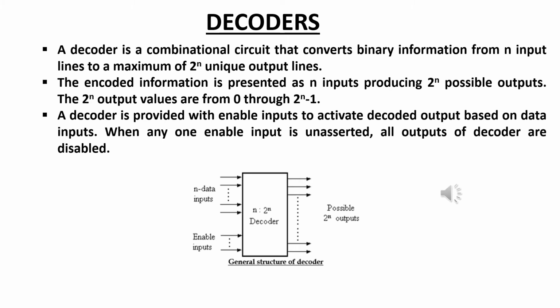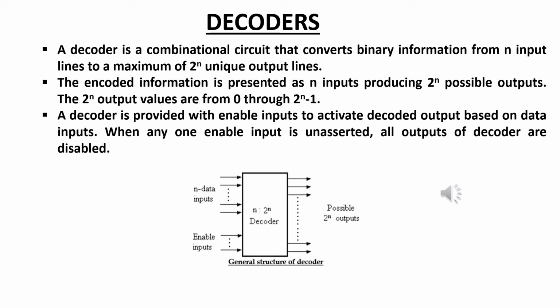Dear students, in this session we are going to discuss decoders. First, we should know what is meant by a decoder. A decoder is also a combinational circuit which is used to convert the binary information from n number of input lines to a maximum of 2 power n output lines.